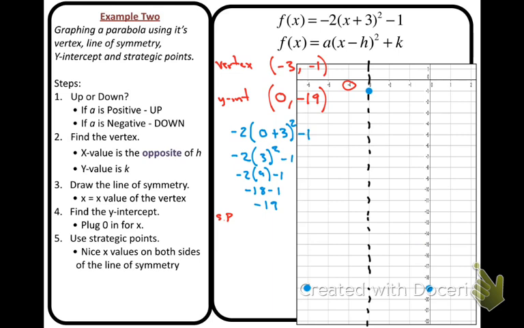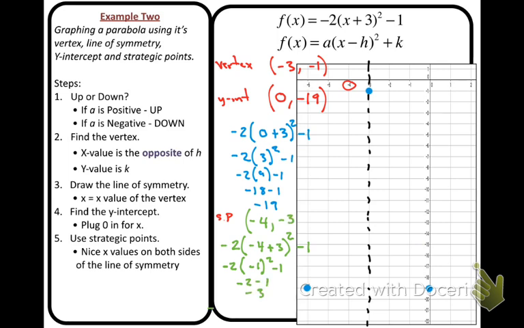So for my strategic point, I'm plugging in negative 4, and I'll find out what I get. So it's negative 2 times negative 4 plus 3 squared minus 1. Okay, so inside the parentheses, negative 4 plus 3 is negative 1. So that's negative 2 times negative 1 squared minus 1. Negative 1 squared is 1. 1 times negative 2 is negative 2 minus 1. That gives me negative 3.